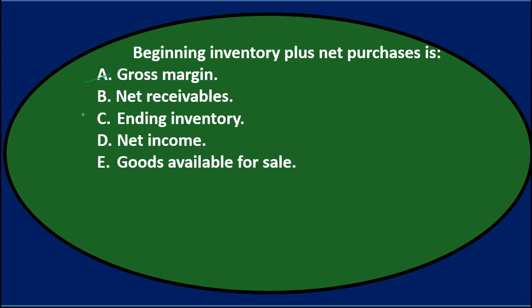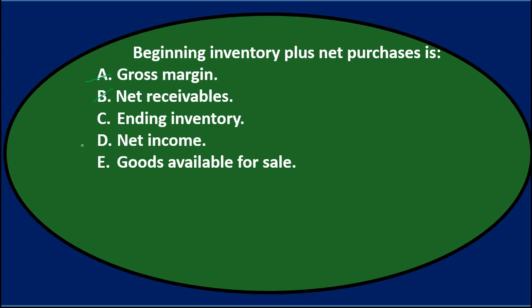Net receivables, that's going to be the accounts receivable minus the allowance account. And this might be something you haven't seen yet. We might not have seen net receivables, but you can probably think, well, it doesn't have much to do with inventory, so it doesn't look like it. So I'm going to cross that out with the process of elimination. Ending inventory, beginning inventory plus purchases, we might think, that seems like kind of on the right track there. So that might be something we leave for a second.